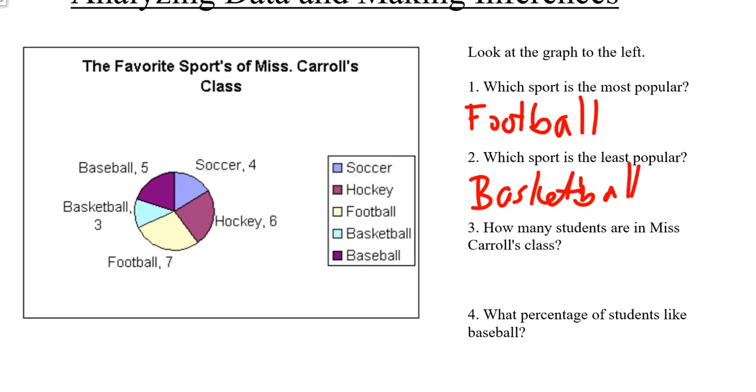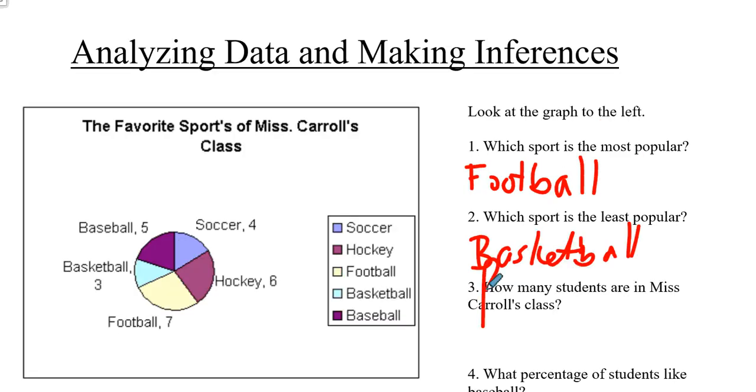What we have to do is actually add up the numbers that we see. So we have 3, 5, 4, 6, 7. So in total, we see that that would be 25 students in the class. Whoops. I'll just erase that there.